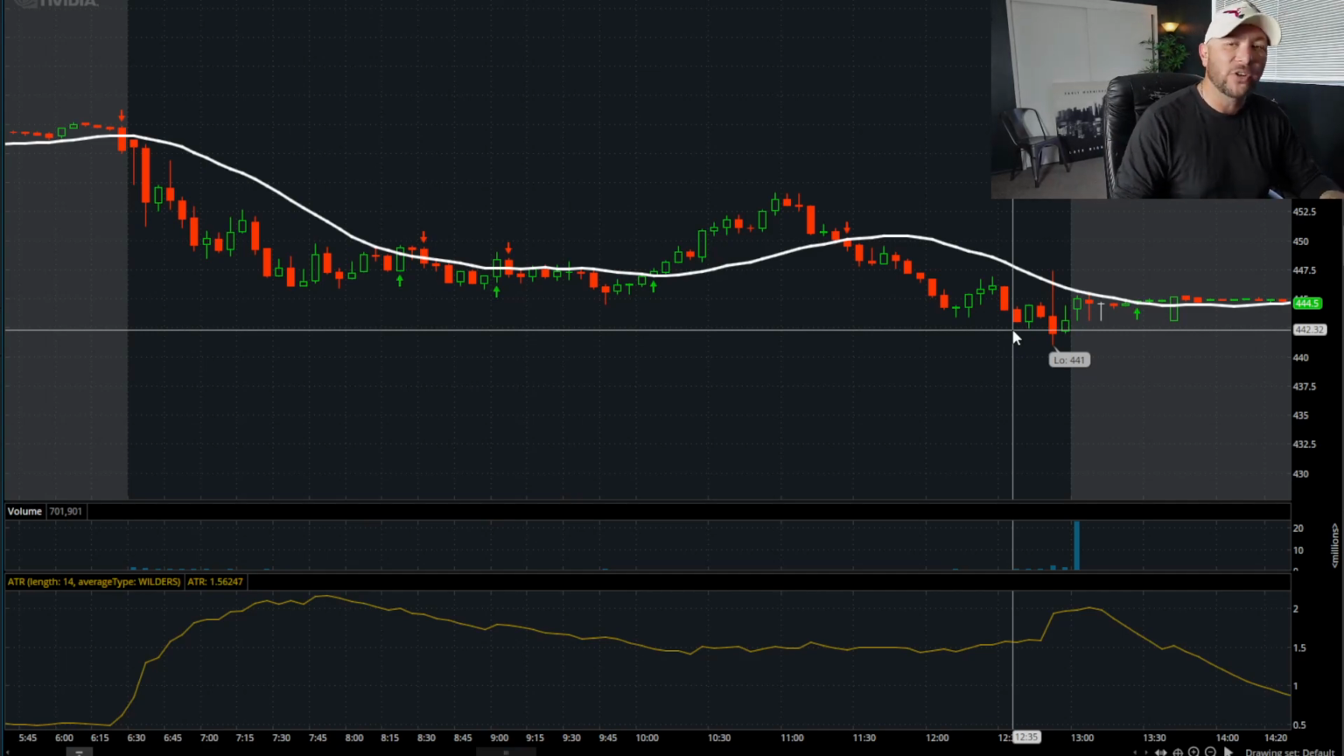My trades generally, unless it's a runner that I'm holding, typically don't last any longer than 5 to 15, 20 minutes at most. And that's probably 70% of the trades that I take.